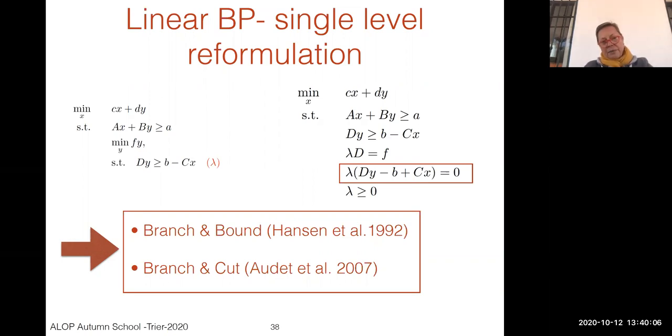And then later on, Audet et al. proposed a branch and cut for solving this problem. In fact, it means that they add cuts. And mainly what they do is that when you look at the high point relaxation to start with, so this is the problem.